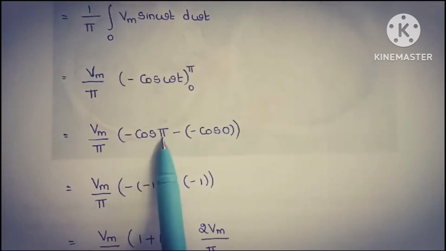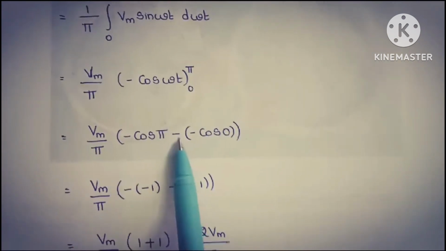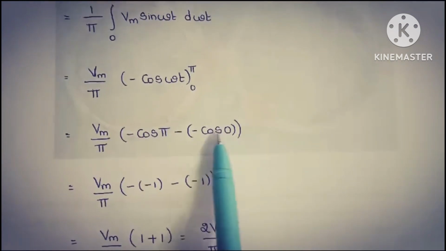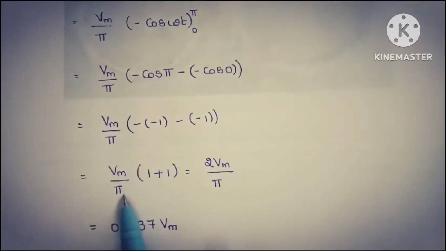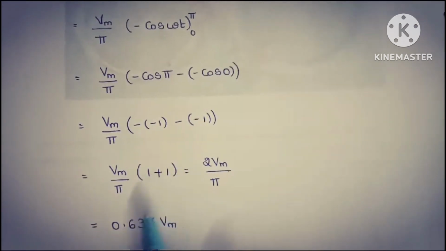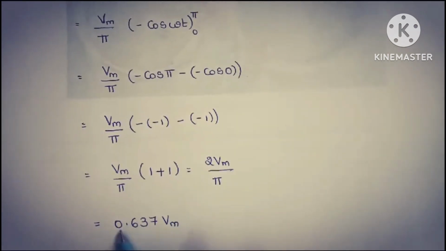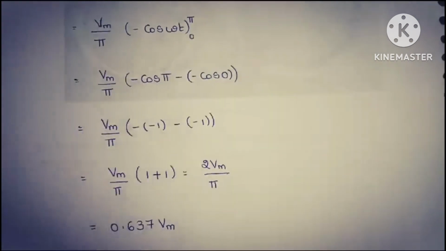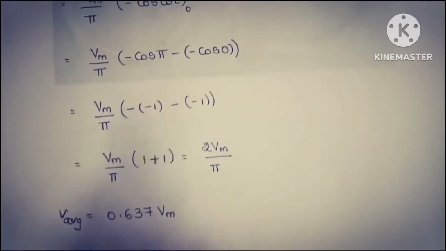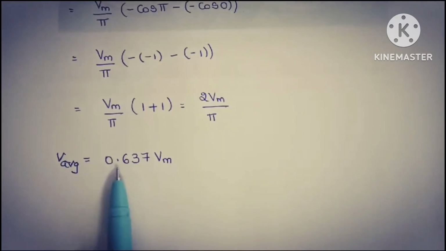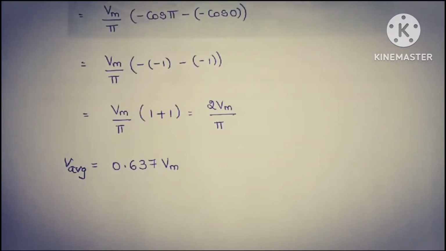So substituting the limits, we can write the equation as Vm by pi, minus cos pi is nothing but cos 180, which is equal to minus 1, minus of minus cos 0. Cos 0 is also equal to 1. Therefore we are going to get the equation as 2 Vm by pi. Therefore 2 by pi is nothing but 0.637 into Vm. Therefore the average value for a sine wave is equal to 0.637 Vm.